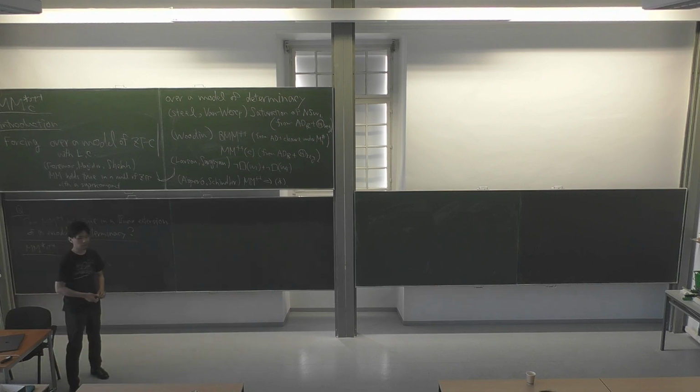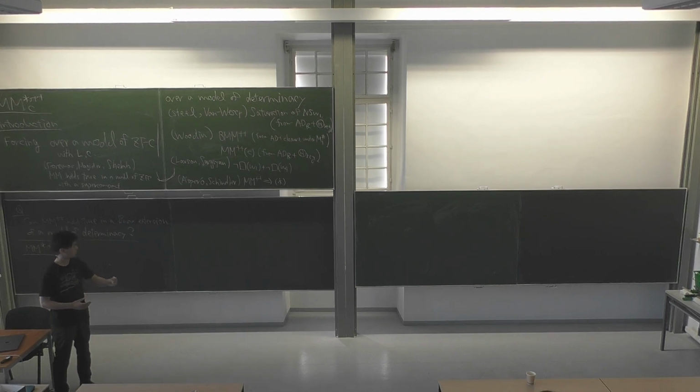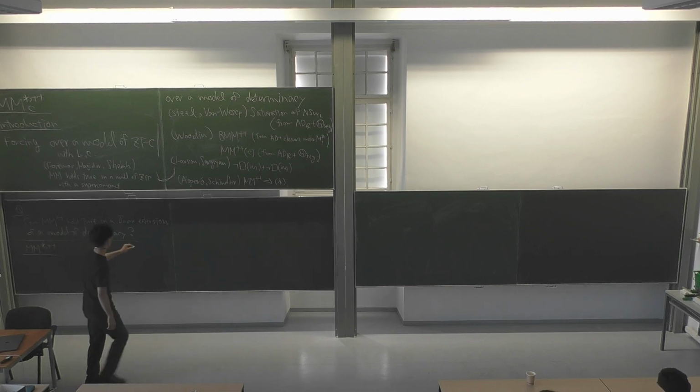So, let me define MM star double plus. It was introduced by Aspero and Schindler, and the motivation comes from omega logic and Pmax forcing. And of course it is a strengthening of MM double plus.